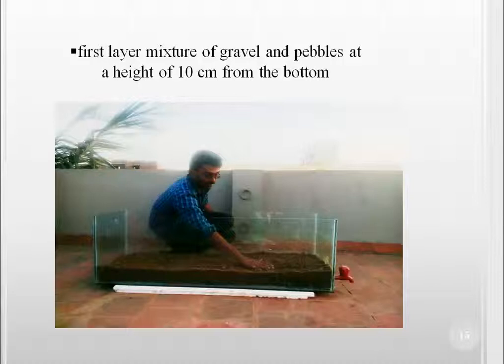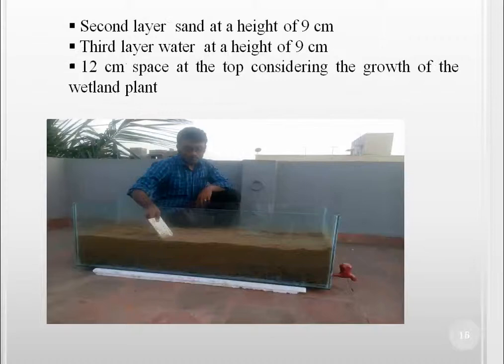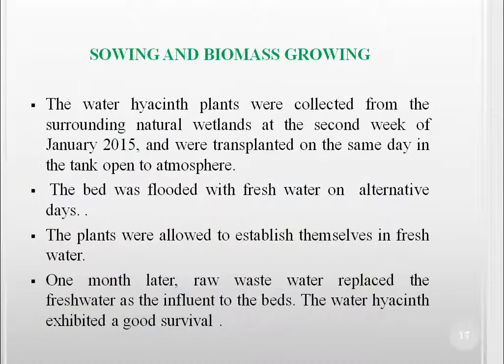The first layer of the system is filled with gravel and pebbles at a height of 10 centimeter at the bottom. Second layer is sand at a height of 9 centimeter. Third layer is at a height of 9 centimeter of water and a 12 centimeter space at the top considering the growth of the wetland plant.